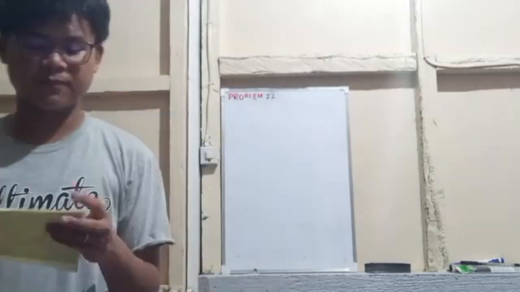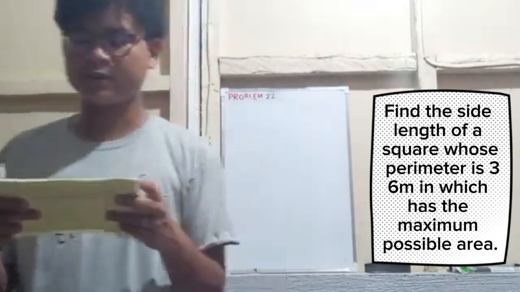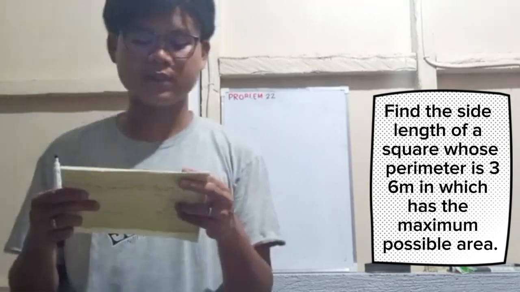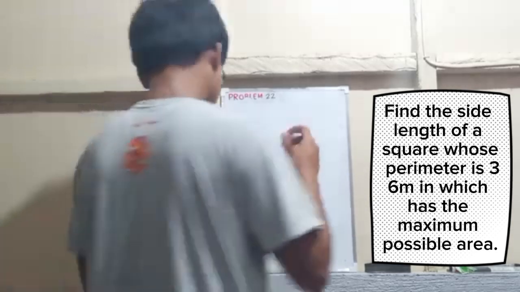We'll proceed to problem 22. Find the side length of a square whose perimeter is 36 meters and which has the maximum possible area. So first, we'll draw the square.